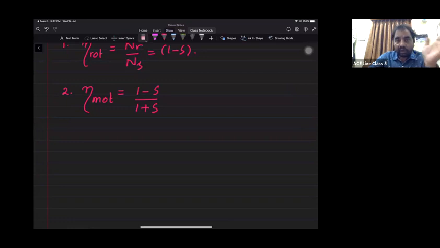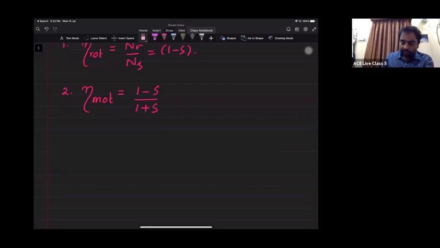Stator output is equal to input minus losses. Rotor output is equal to rotor input minus losses. Like that, net power is equal to gross power minus mechanical losses. Like that, you have to follow the procedure to calculate the efficiency. You can use this formula only when the slip information is given, not in all the cases.